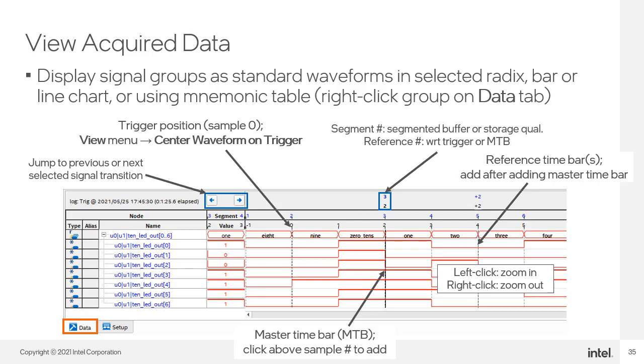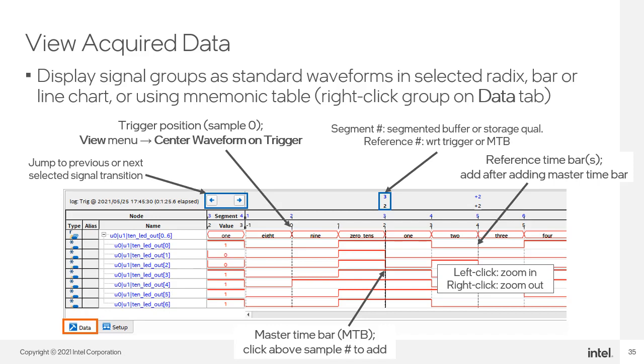Controls in the Data tab make it easy to move around the captured data quickly. The trigger position is indicated by a dashed line located at data sample 0. Everything in the waveform display is referenced to the master time bar, a thick black bar that is initially placed at the trigger position but can be dragged anywhere in the data.